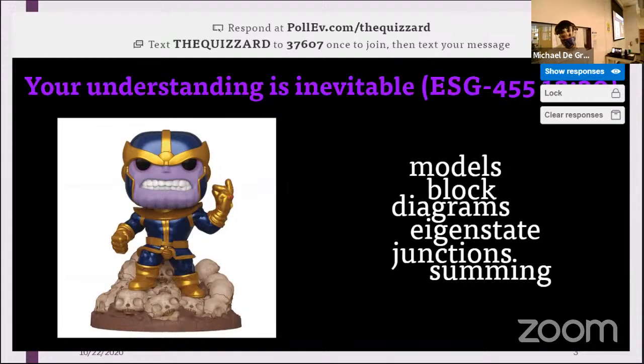Eigenstate. We didn't talk about eigenstates. I think we haven't talked about eigenstates, nor will we really talk about eigenstates. We will talk about eigenvalues, so I guess we will kind of talk about it, but that's a much later topic than what we're going to go through today.